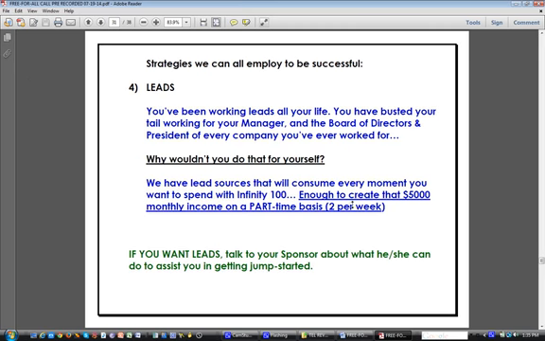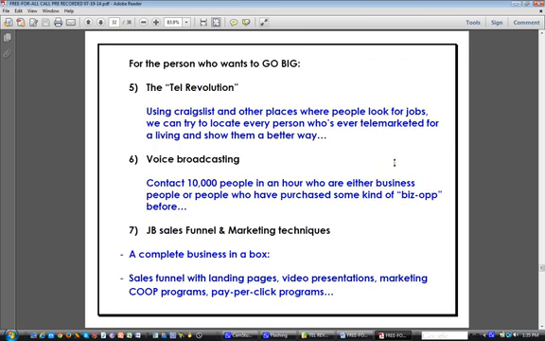Strategies additionally that we can all employ to be successful. Leads, I won't get into it too much here, but you know, you've been working leads all your life. You've busted your tail working for your manager and the board of directors and president of every company you've ever worked for. How about if we generate leads here together as a team, and you simply work the leads, but here you're doing them for yourself. You're working for yourself. Why wouldn't you work harder than ever for yourself than any boss you've ever had?